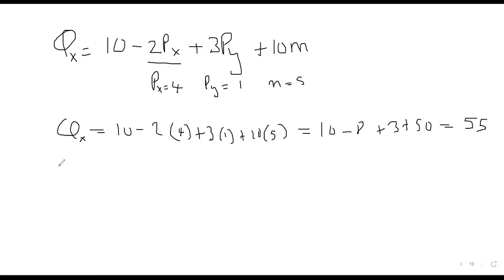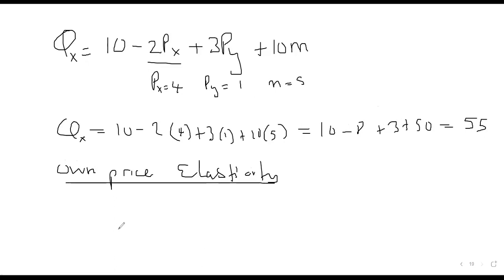And they ask you, find own-price elasticity. It's also called the price elasticity of demand. Now, price elasticity of demand is simply within the same product. It's moving from good X to good X. So it's the gradient for good X times the price for good X over the quantity. Everything's about X. So what was the gradient for good X? It is -2. What was the price for good X? It was 4 kwacha. And what was the quantity? It was 55.